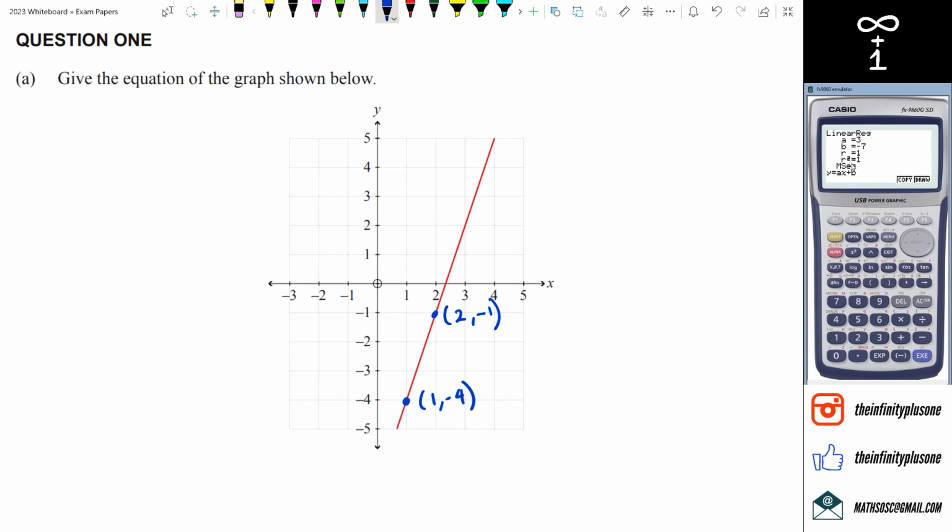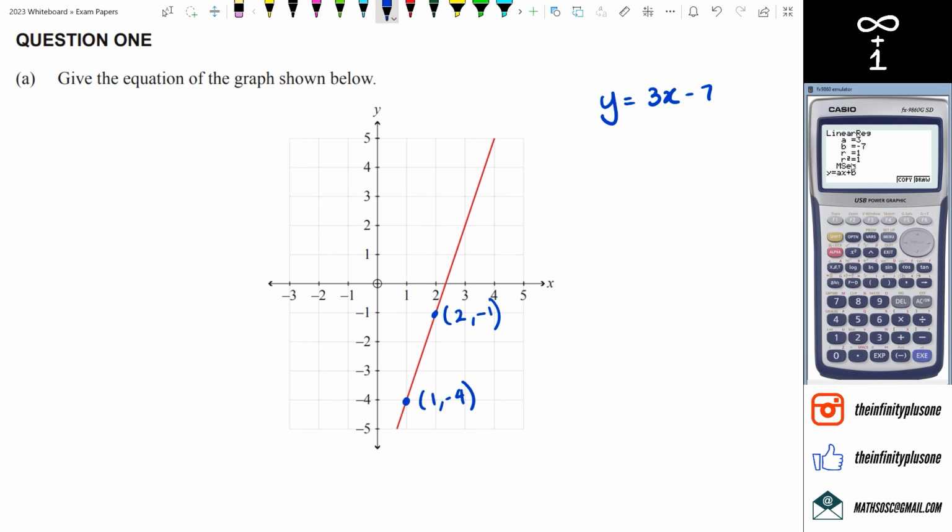Alright, so if you do have a graphics calculator, you pretty much write down the answer there as y equals 3x minus 7, and you would actually get an achieved for this. Now, if you don't have a calculator, what you need to do is figure out what the gradient and the y-intercept is.